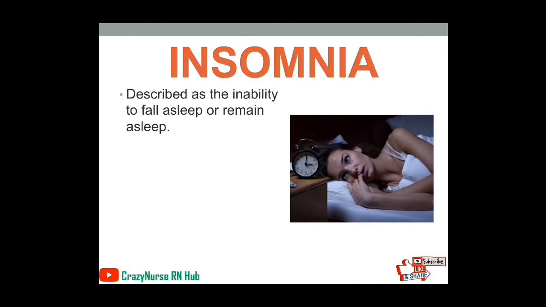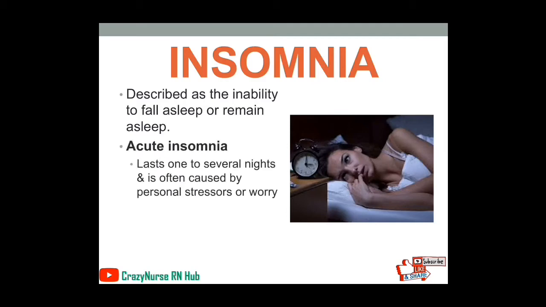What is insomnia? Insomnia is described as the inability to fall asleep or remain asleep. Individuals with insomnia do not awaken feeling rested. Insomnia is further classified into two. First is acute insomnia. It lasts one to several nights and is often caused by personal stressors or worry. The other one is chronic insomnia. It persists longer than a month.